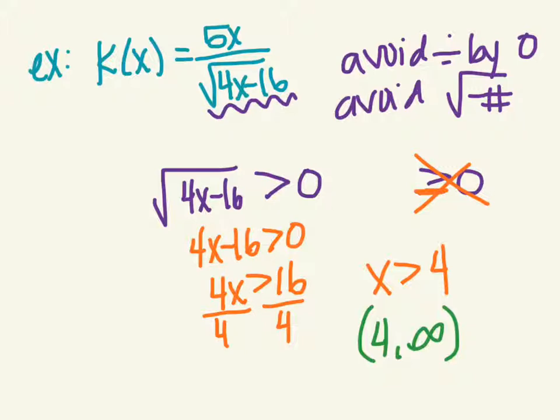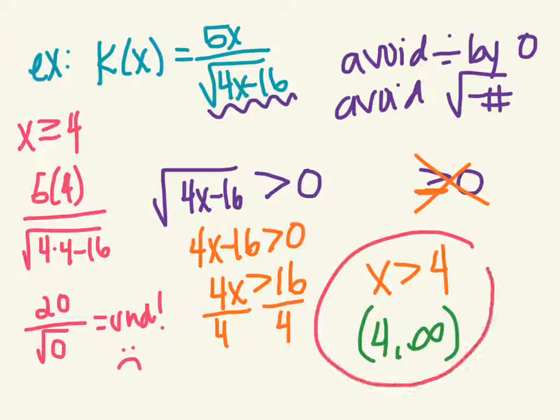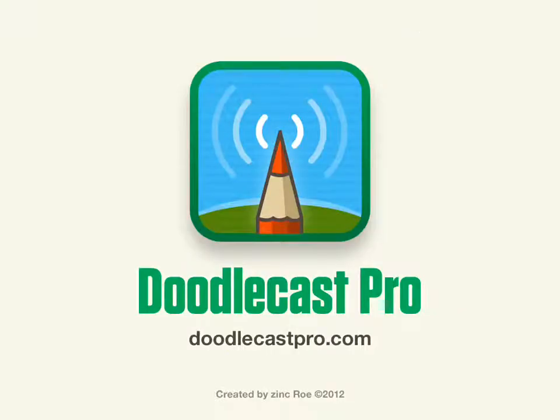Just to show you, had you made the mistake of saying on accident that x was greater than or equal to 4, if you plug in 4, 5 times 4 up top, the square root of 4 times 4 minus 16, you get a 20 in your numerator, and then 16 minus 16 in the denominator, so square root of 0, and it's undefined. No good. So that's why we don't include 4. But anything bigger than 4, fair game. So your domain for that one is x is greater than 4, or in interval notation, 4 to infinity.